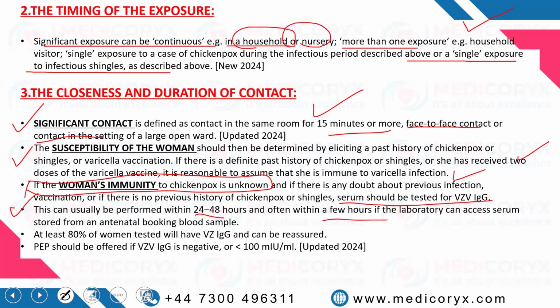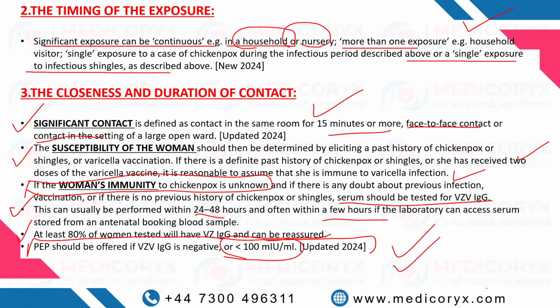Another exam question, and this usually comes in the exam: the immunity is not known. How are you going to confirm that this woman has had varicella in the past? At least 80% of the women tested will have IgG and can be reassured. But PEP should be offered if IgG is negative, or if it is less than 100 milli-international units per ml.